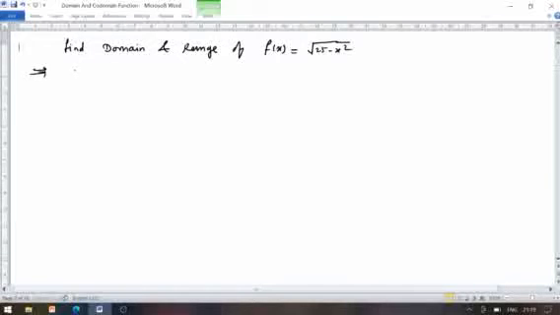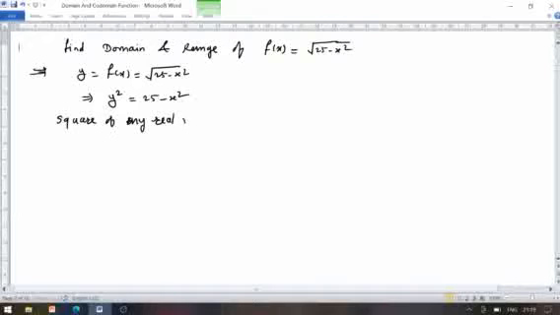So we denote the function y equals f of x, the root of 25 minus x square. Squaring on both sides, we get y square equals 25 minus x square. Keep in mind we are taking the y square value here. The square of any real number is never negative.